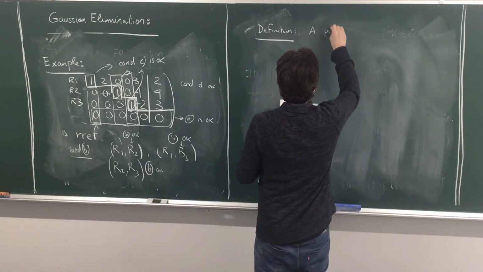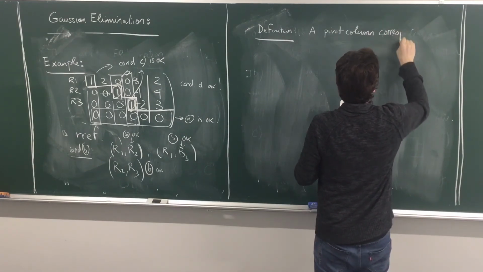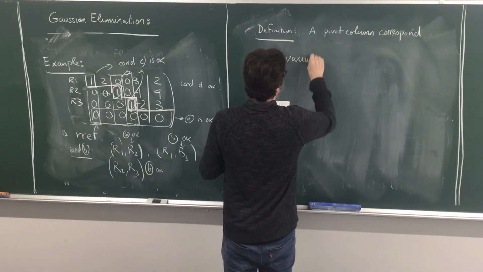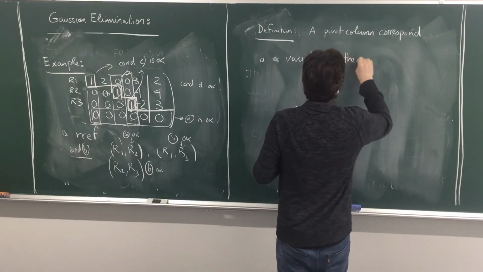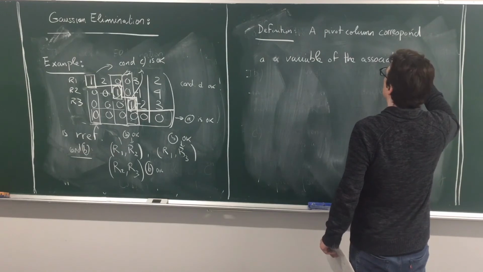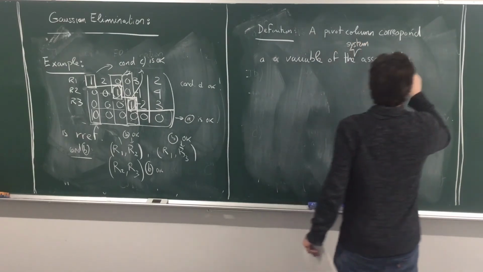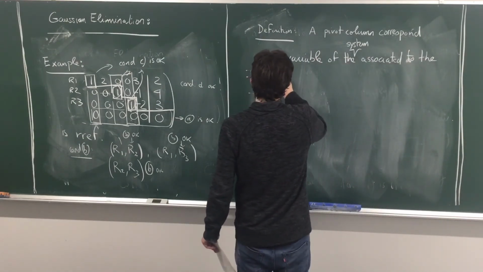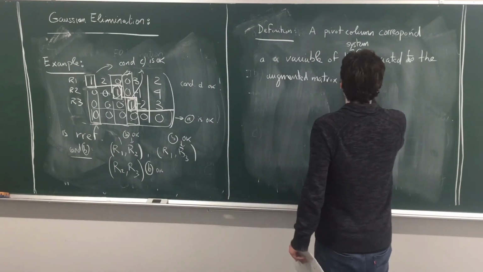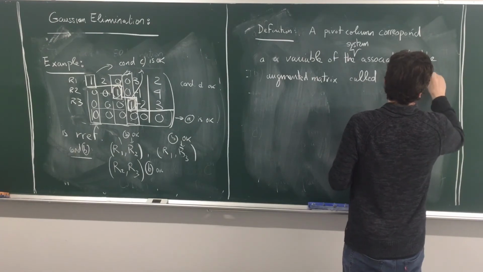A pivot column corresponds to a variable of the system associated to the augmented matrix, called a pivot variable.